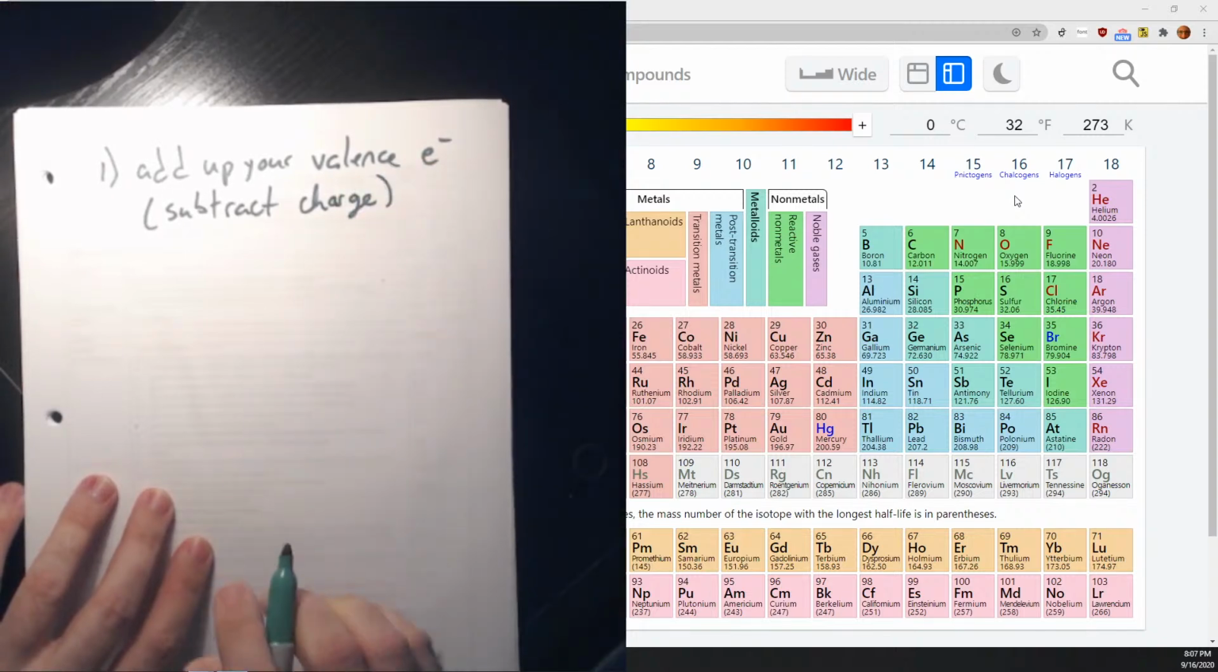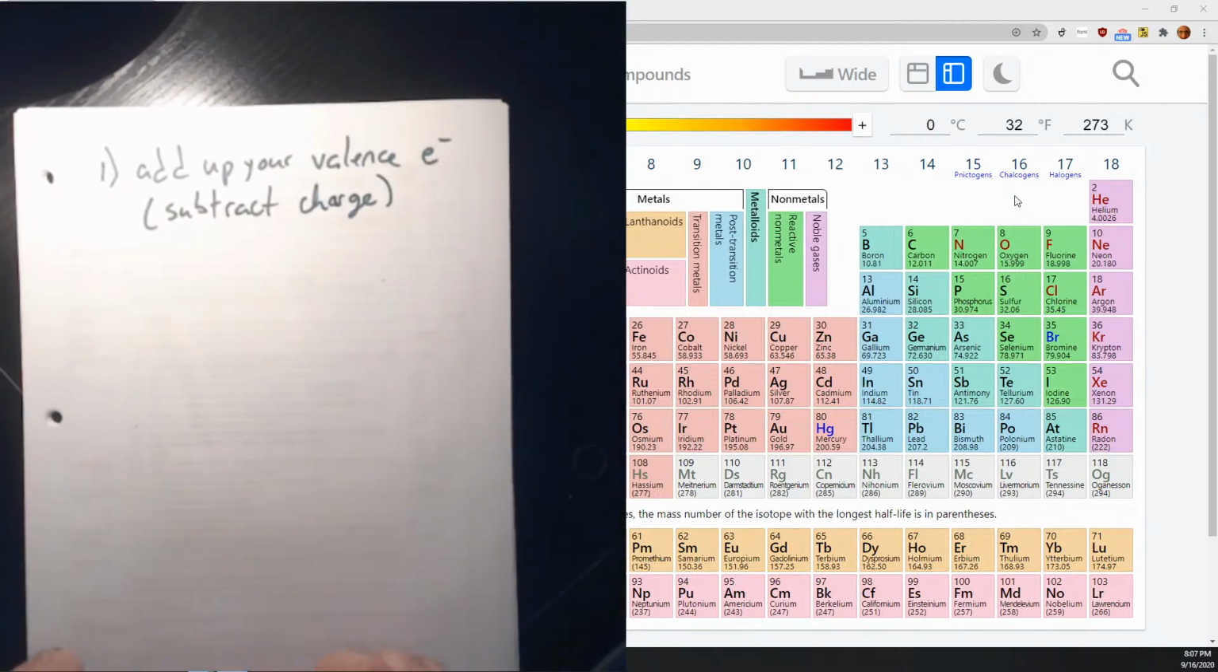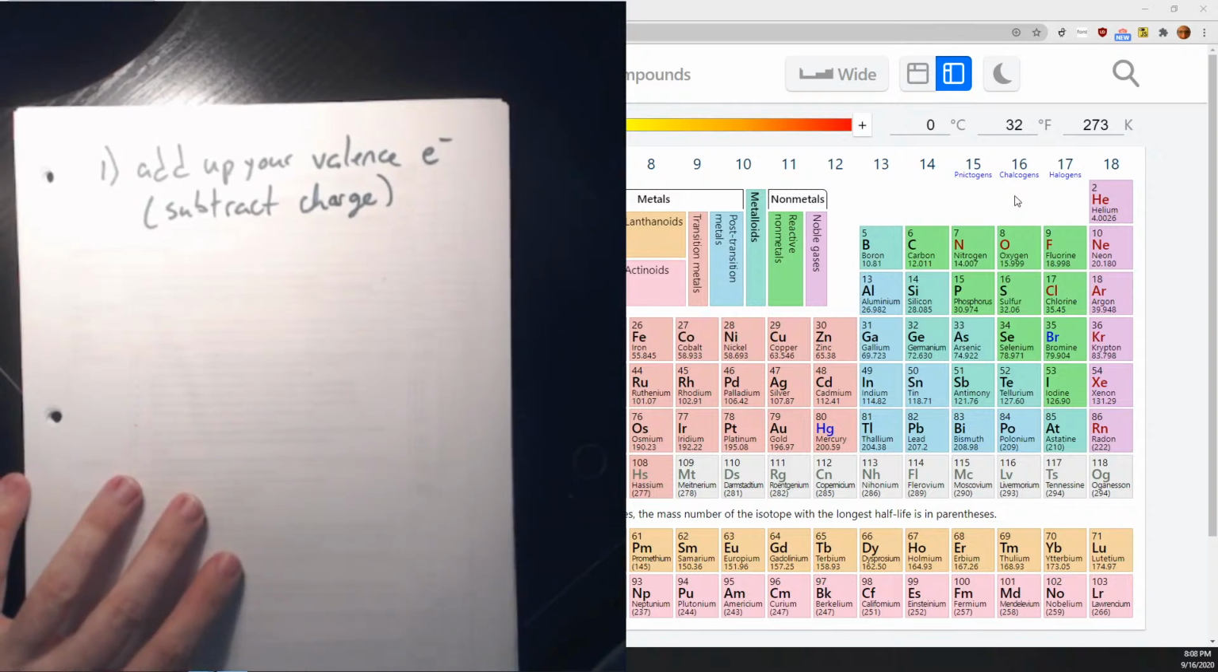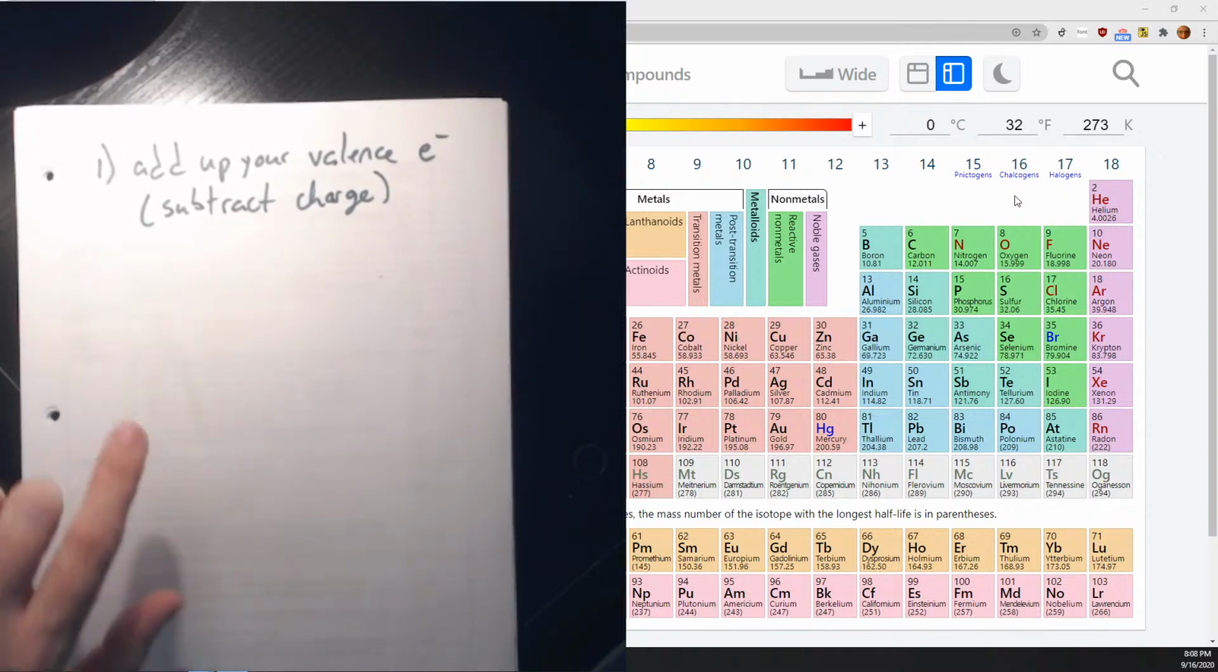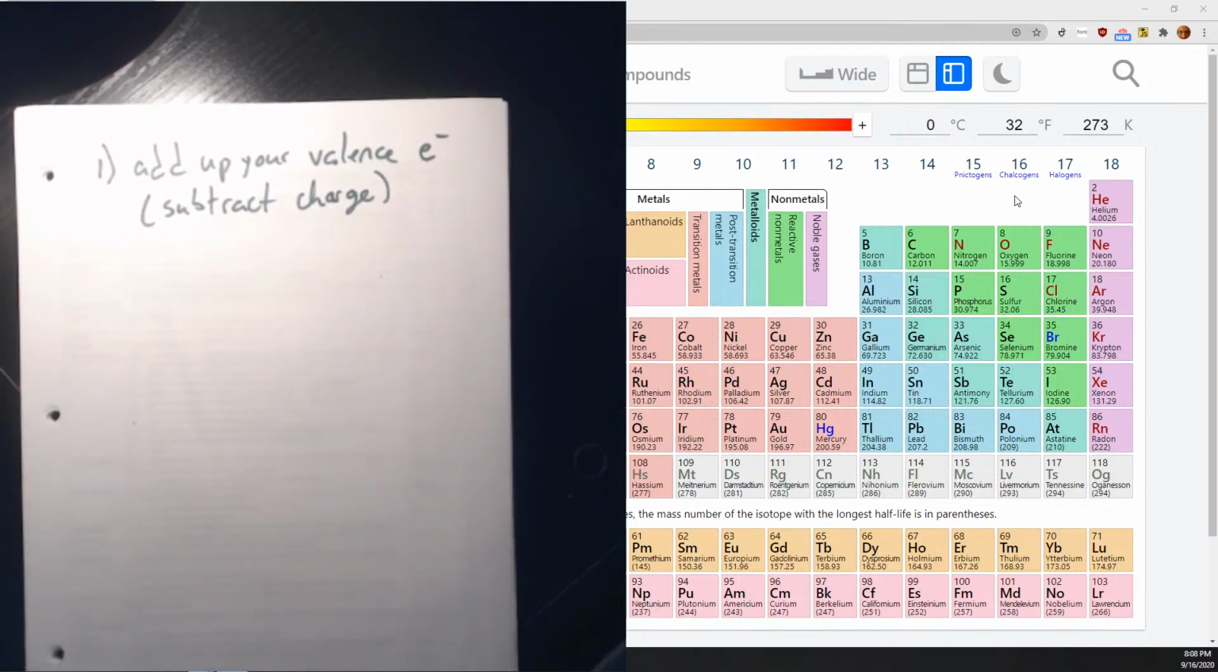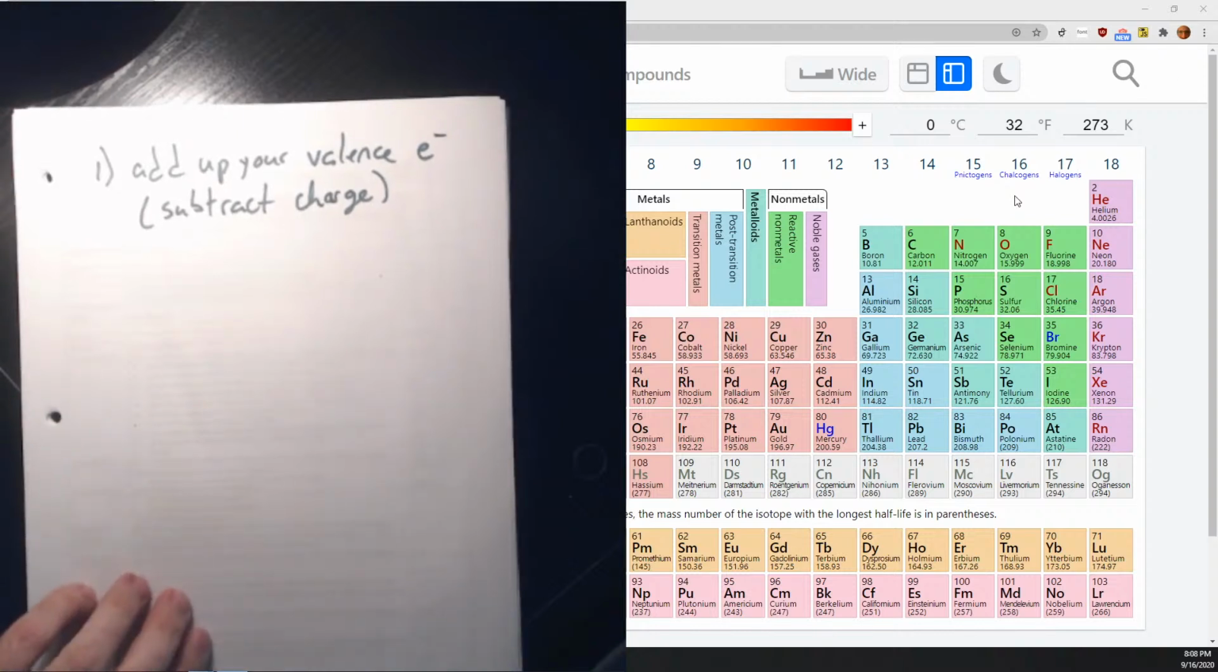the charge on the compound. A neutral compound has no change. This is because you get a charge by adding or removing electrons. A positive charge means you've removed electrons. A negative charge means you've added electrons. So subtract the charge, and that will change the total number of electrons available in the pool that you'll have to work with.